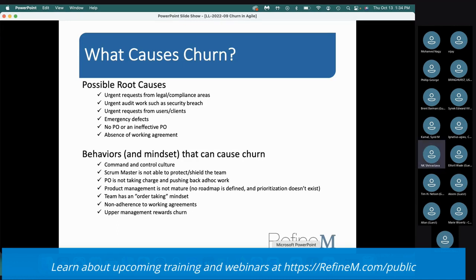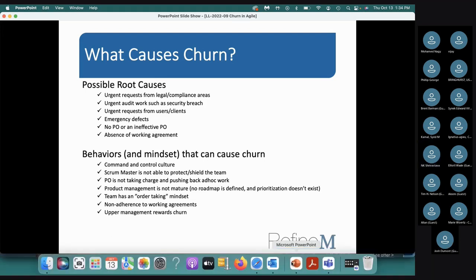Another behavior is that product management is not mature. There is no roadmap defined. There is no prioritization. Nobody prioritizes anything. The team itself picks up the work and does it. I have seen situations where, when I ask who prioritizes it, the team has an order-taking mindset. Whatever is given to them, we have to do it. There is no pushing back, no asking for reasons. We've got to do it. That kind of mindset.